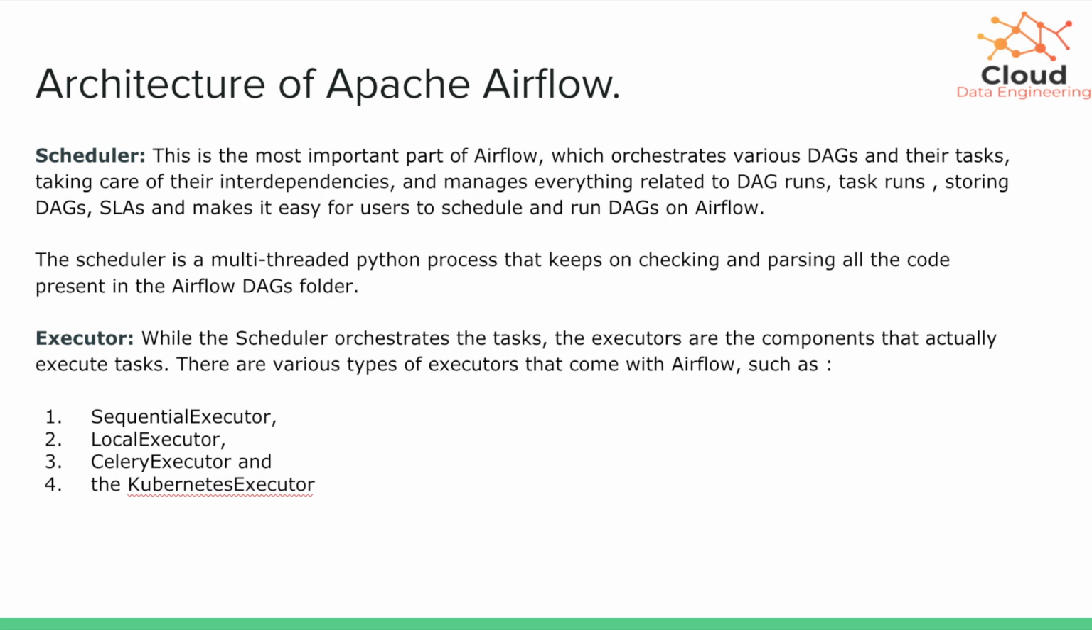folder. While the scheduler orchestrates the tasks, executors are the components that actually execute tasks, which is the third component of the Airflow architecture. There are various executors that come with Airflow, such as the sequential executor, local executor, Celery executor, and the Kubernetes executor. People usually select the executor that suits their use case best. Sequential executor: this will only run one task instance at a time. This type of executor is suited only for debugging or testing DAGs locally before pushing to the test environment.